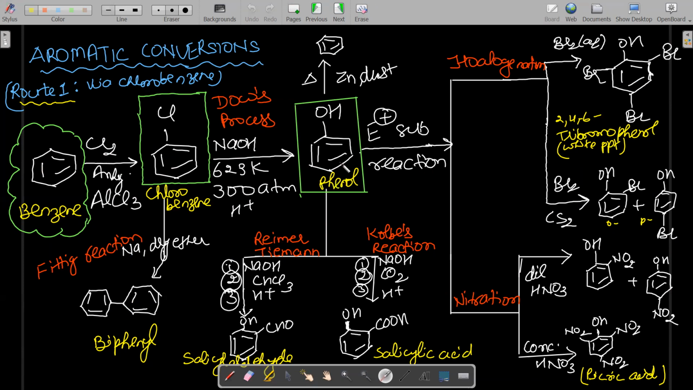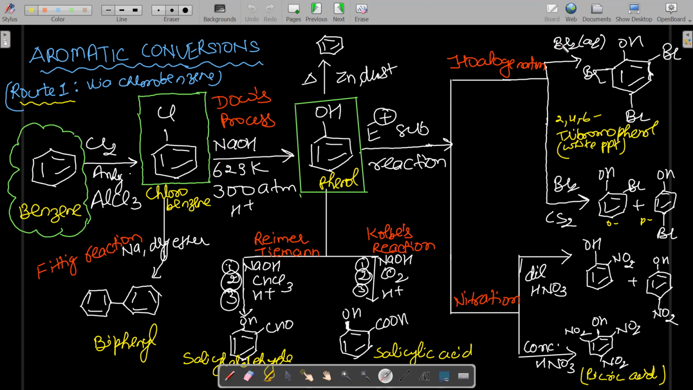Phenol further shows so many reactions. You can see when phenol reacts with zinc dust and heating, it directly converts into benzene. Phenol basically shows electrophilic substitution reactions, in which there are so many reactions. The first reaction is halogenation. Now, what is halogenation? That is bromination.